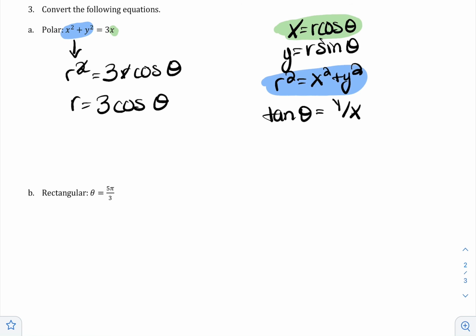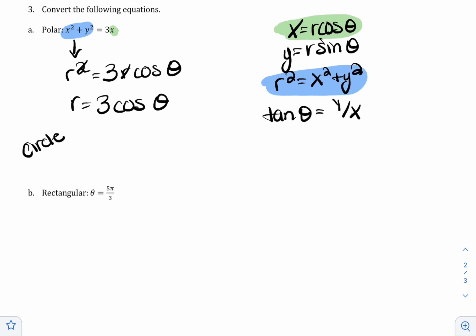Now, in rectangular form, when x and y are both being squared, this is a circle. So we are actually going to graph in future videos how to graph the circle in polar form. So how you're going to graph r is equal to 3 cosine theta. Now let's take a look at the other one.